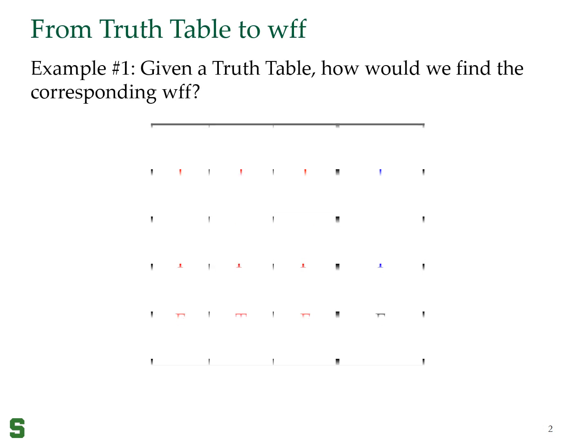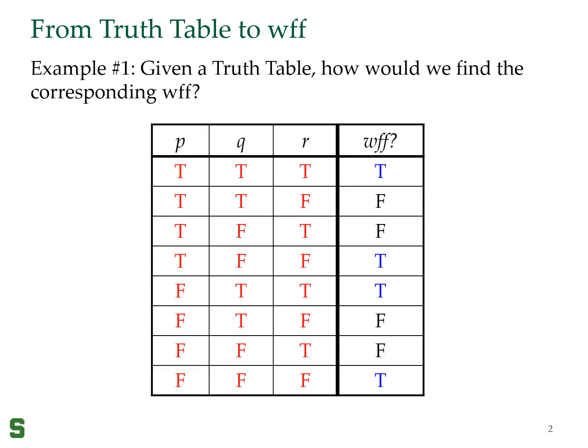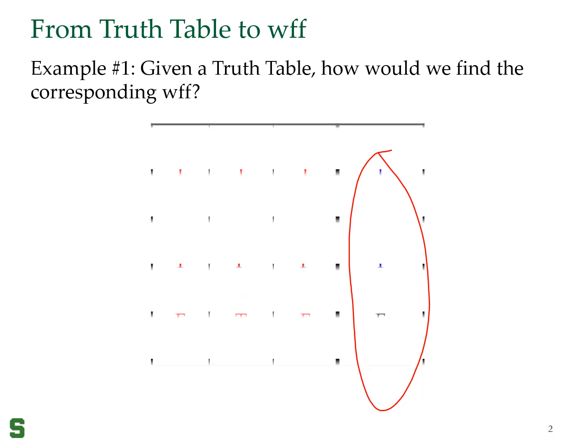So let's say we have this truth table. We have three variables p, q, and r, and we have a truth table where some instances are true and some instances are false, and we want to figure out what the corresponding formula is.